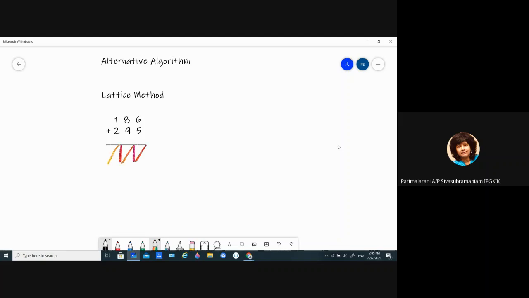Okay. So 6 plus 5 is 11. So we write 1 here, 1 here. Okay. 8 plus 9, 17. 1, 7. Okay. 1 plus 2, 3. The ones at the bottom, the tens on the top.